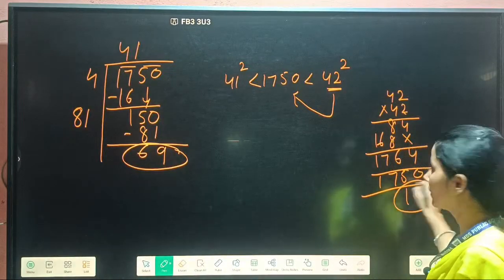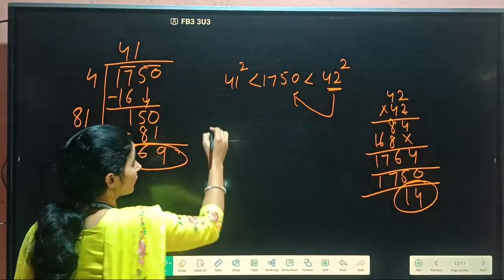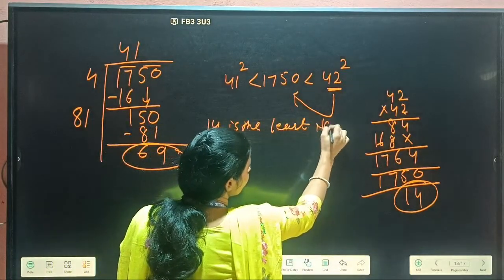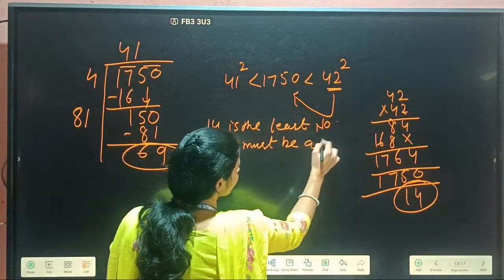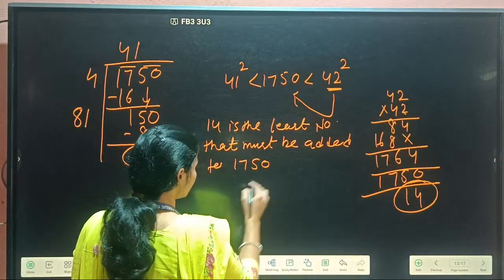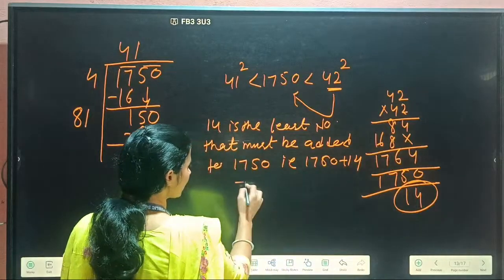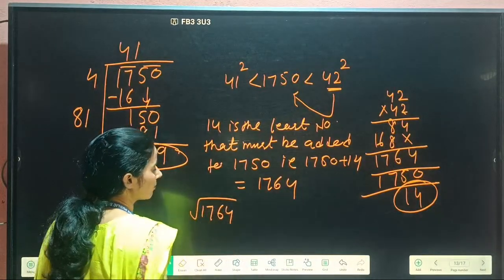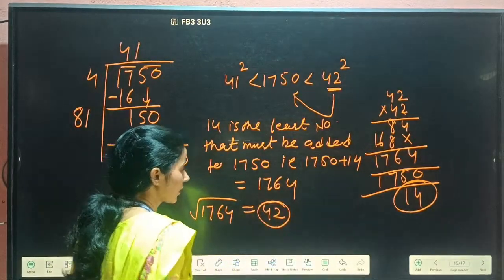So what number must be added? The smallest number is 14, that must be added to 1750. 14 is the least number that must be added to 1750. That is 1750 plus 14, it will be 1764. And now we have to find the square root of this number. What will be its square root? Its square root will be 42.